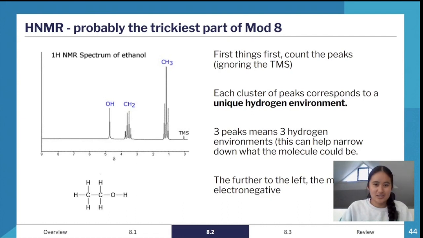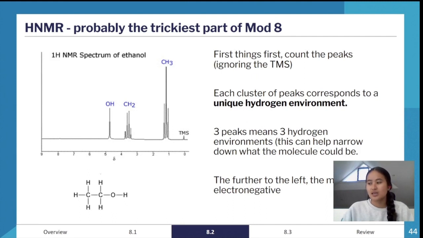HNMR is the trickiest part of Module A, and it's tricky because it has this thing called splitting, and I'll get to that later. First things first, when you look at an HNMR diagram, you want to count how many peaks there are. And by peaks, I mean the clusters of peaks. You don't want to count the individual peaks just yet. Just count those clusters. So here you have 3 clusters, ignoring that TMS at the end. And those 3 clusters mean that there are 3 unique hydrogen environments. So each cluster corresponds with a unique hydrogen environment.